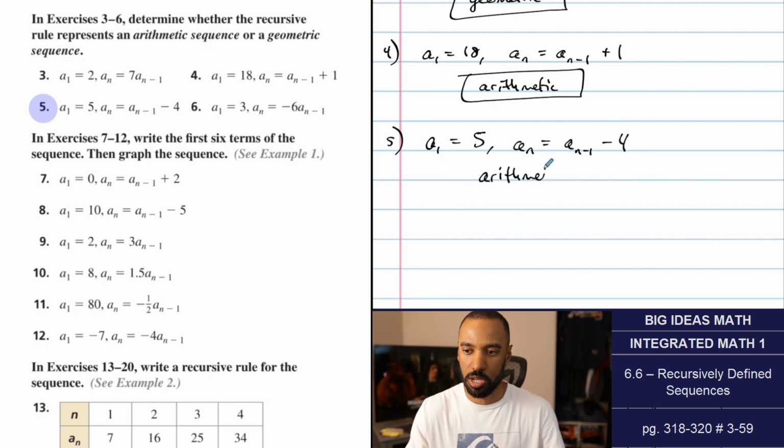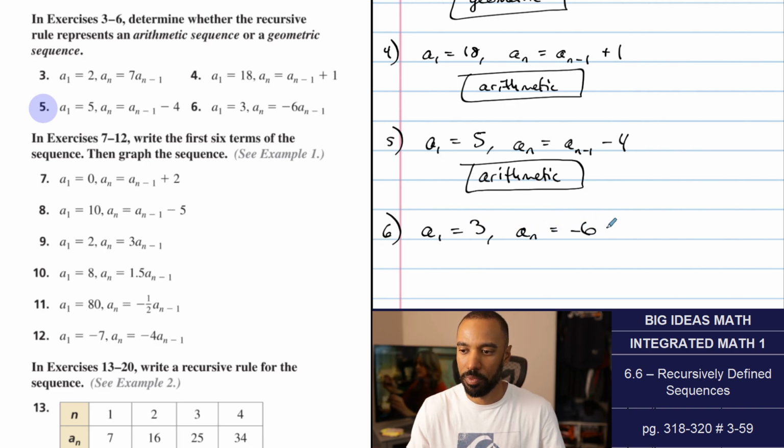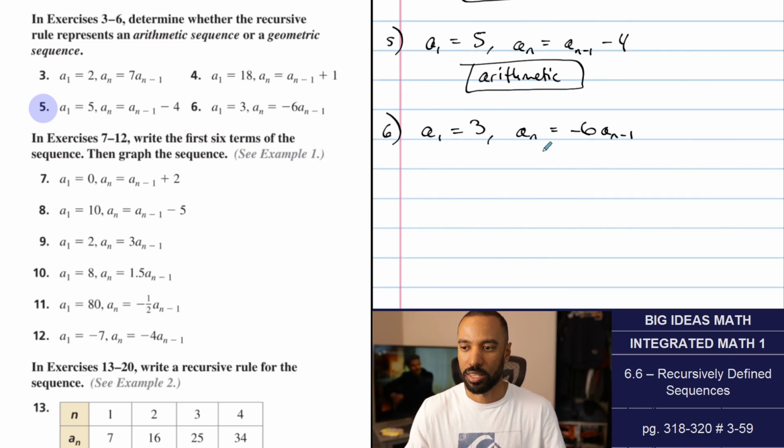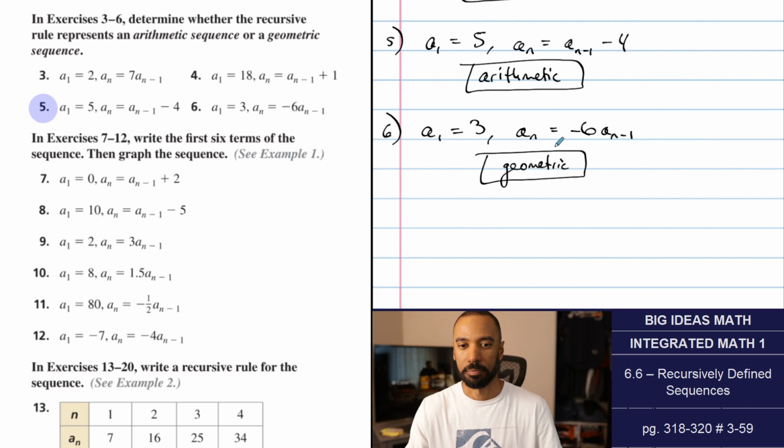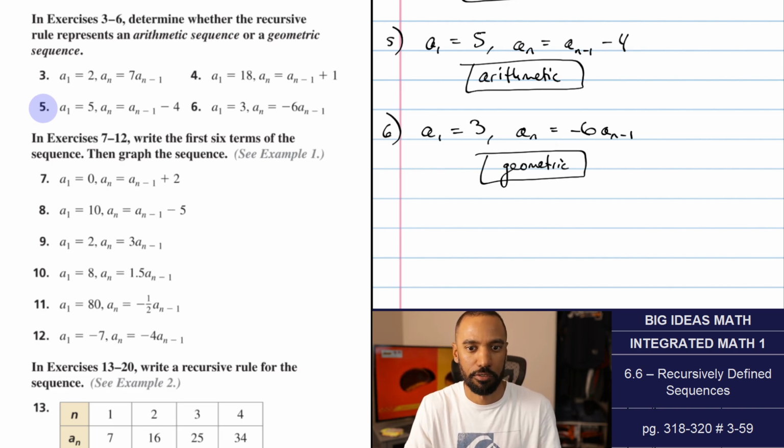I'm fully expecting geometric on the next one. Or is there a neither case? No, this is just geometric. Number 6, we have another geometric sequence. Keep in mind you can multiply by negatives. It'll still be geometric. The signs will just change. You can even multiply by fractions, less than 1. It'll make the number smaller. That's not the case here, but it is geometric. There's a common ratio of negative 6. Okay, so there are the first 4.